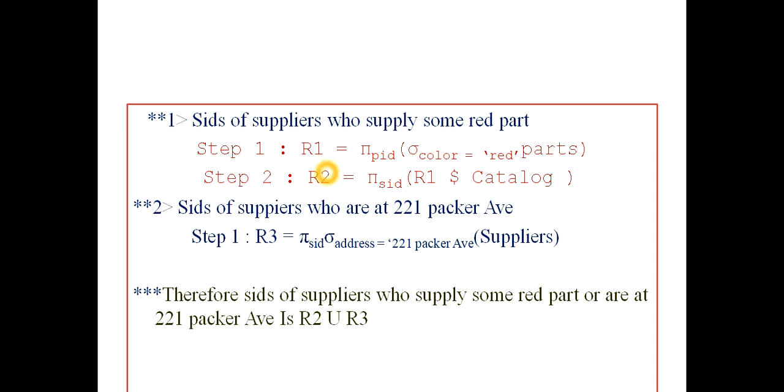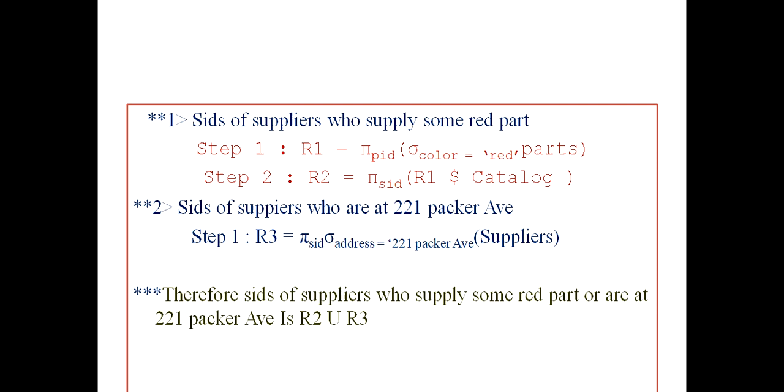Now coming to the next part: we need the suppliers who are at 221 Pecker Ave, isn't it? That one is very simple. First, we need to retrieve the suppliers who are at the address 221 Pecker Ave. That can be done using the select operator: select address 221 Pecker Ave from suppliers. From them we need the SIDs, so let's perform the project operation using pi SID on this. So we got RT here, and RT contains the SIDs of suppliers who are at 221 Pecker Ave.